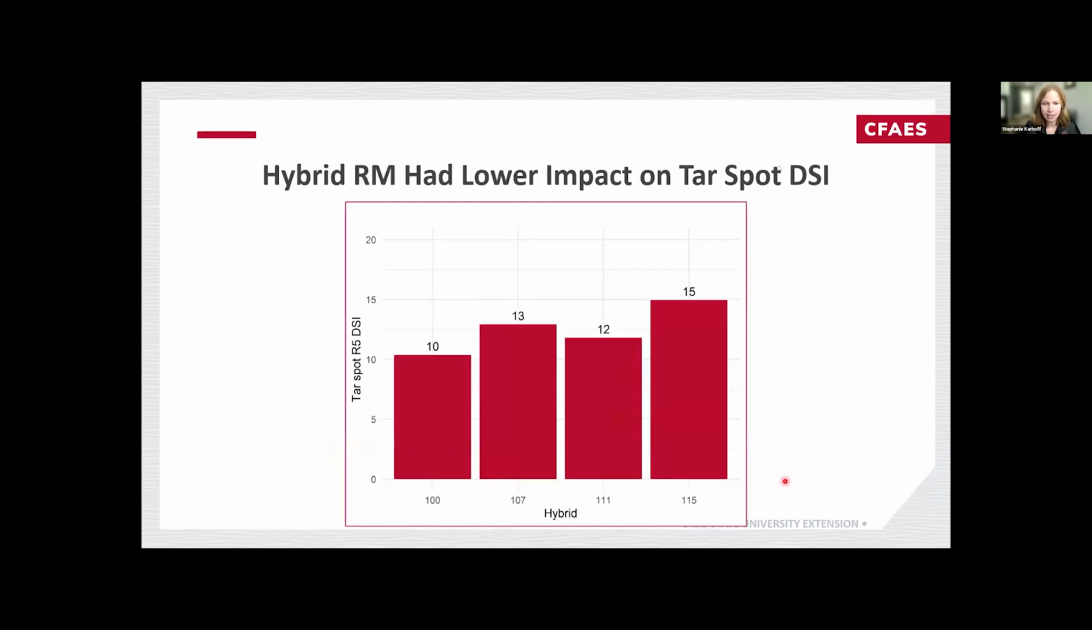And then looking at how tar spot disease severity index was impacted by our relative maturity. Not as much influence as location and planting date. So we've got our 4 different hybrid relative maturities from 100 to 115 day, and roughly very similar levels of disease across the board.